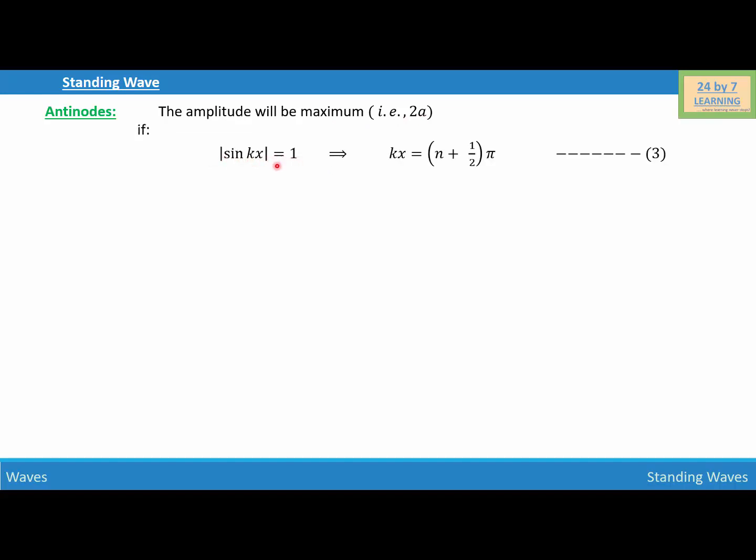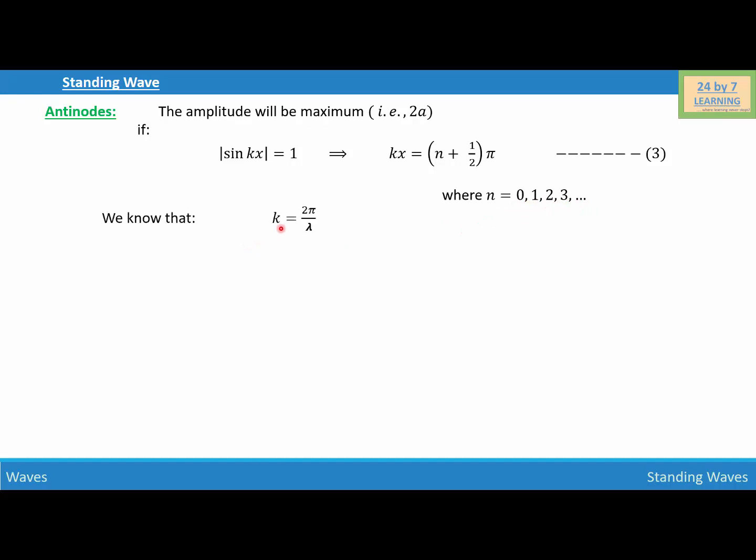Now let's talk about the antinodes. For the antinodes, the amplitude will be maximum, which is 2a, when sin(kx) is equal to 1, and if we simplify this trigonometric expression, I will get kx = (n + 1/2)π, and let this be our equation number 3, where n = 0, 1, 2, 3, and so on.